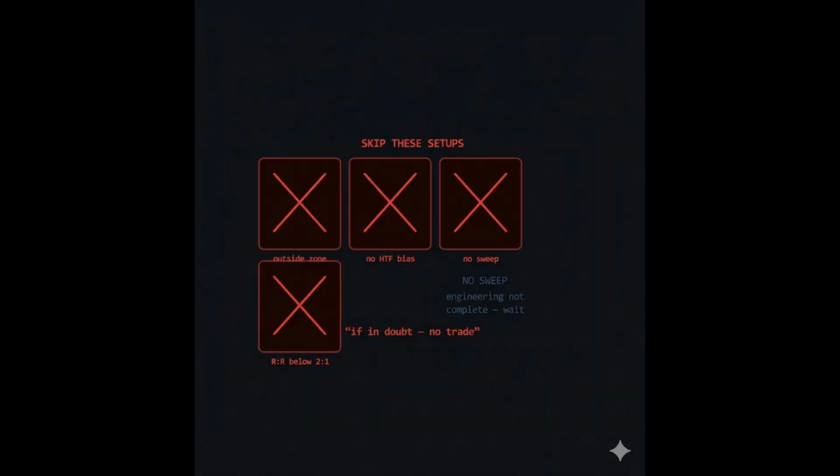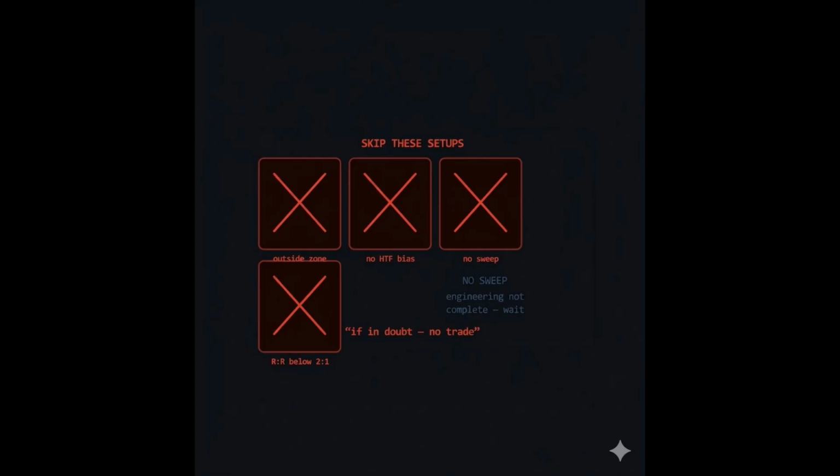The setups you should skip. A high-probability setup only has value if you also know what a low-probability setup looks like, so you don't take it. Skip any setup where the 15-minute confirmation candle forms outside the 4-hour zone. Price must be inside the zone when the candle forms. Skip any setup where the daily bias is neutral or unclear. You need a confirmed structure, not a guess.